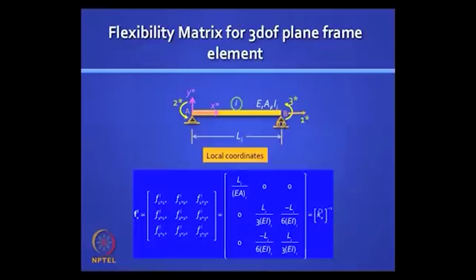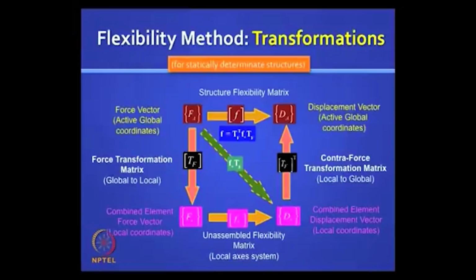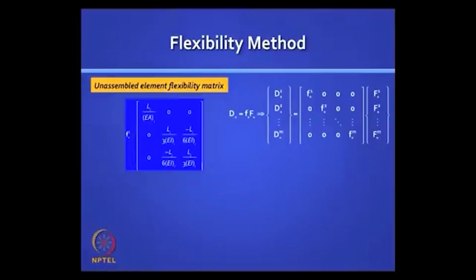it is L by 3EI, minus L by 6EI, L by 3EI and minus L by 6EI. You just have to add the axial flexibility as you did in the stiffness method, L by EA. Then you do the transformations and standard procedure.